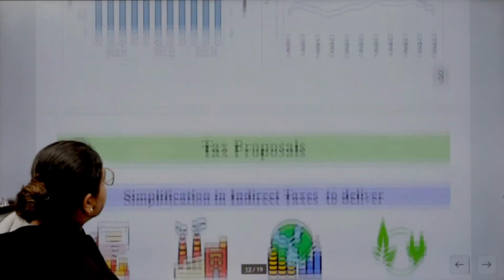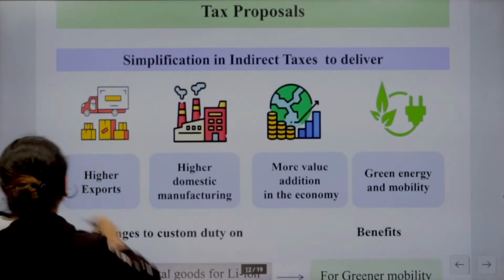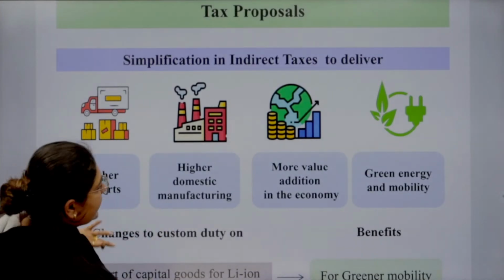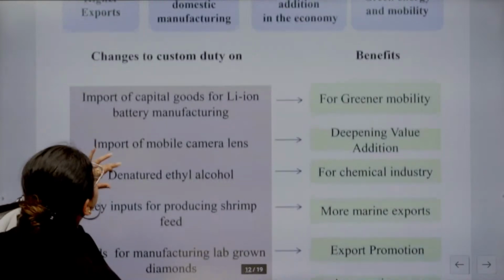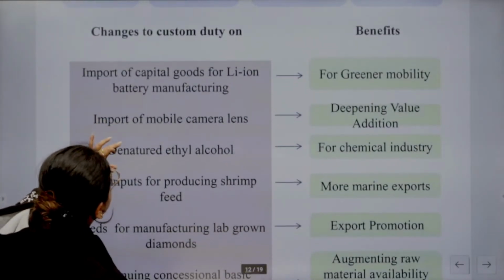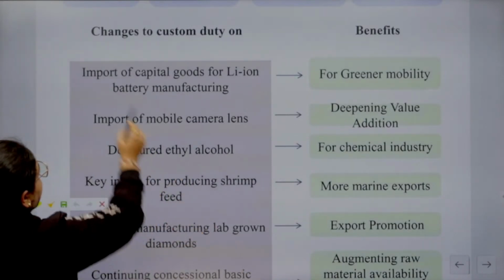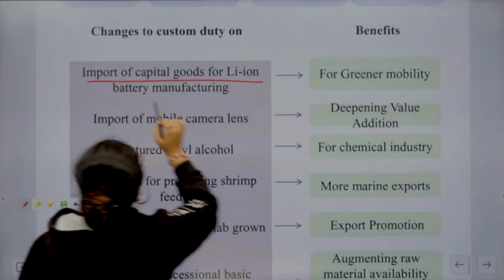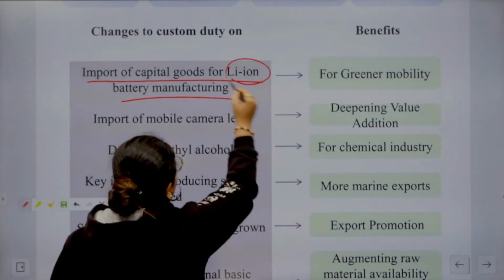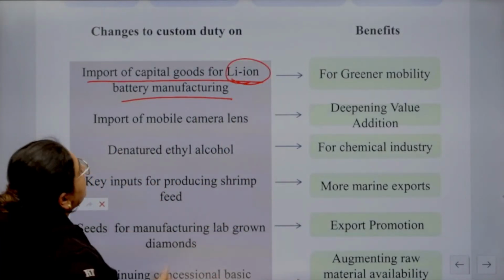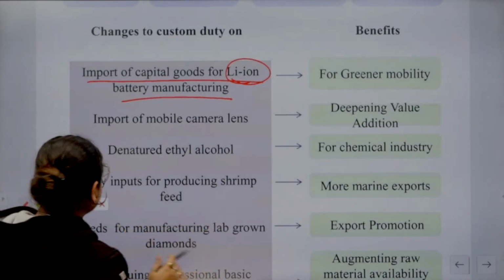Then next, the tax proposals, very, very important, the tax proposals, right? So I'll just quickly jump to the changes. The changes to the customs duty are discussed: the import of capital goods for lithium battery manufacturing, I'm so sorry, lithium battery manufacturing. Again, there have been some changes, right?